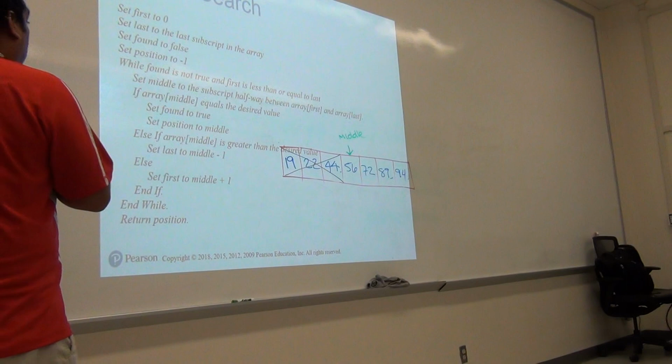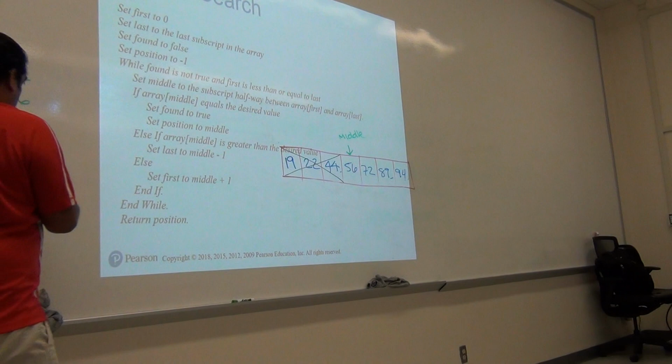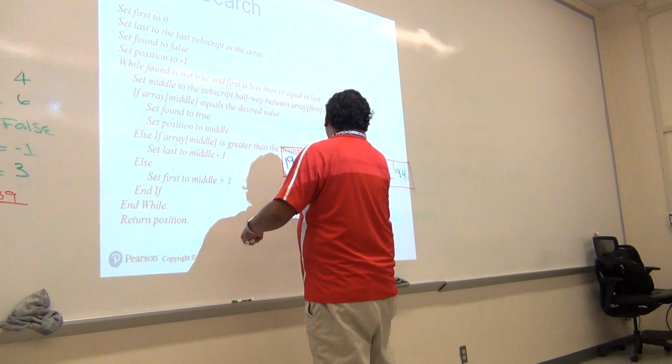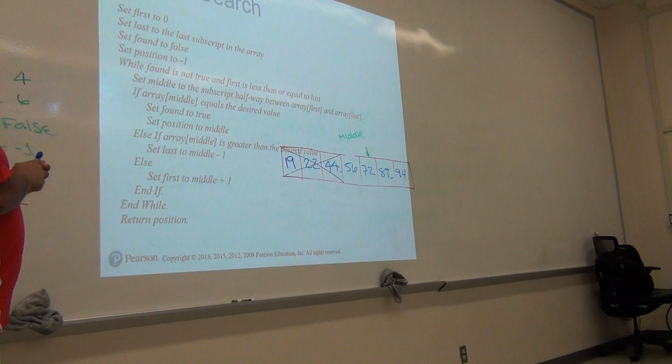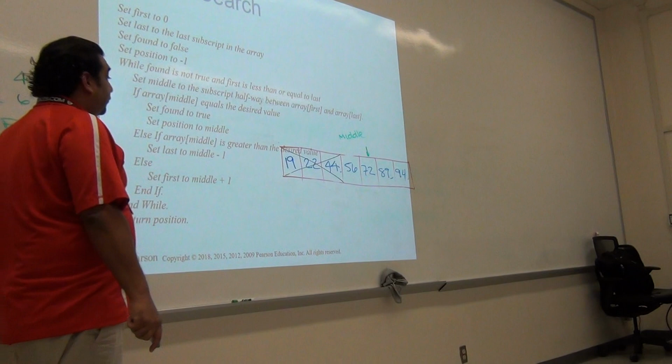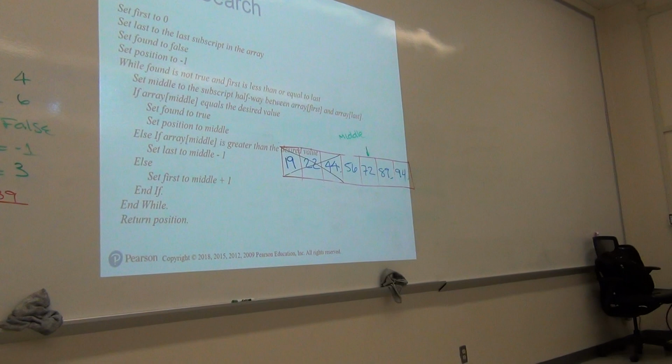Cool. So we found our new middle. So we're moving our middle. Middle is now here, right? Middle is four: zero, one, two, three, four. There's our new middle. Does the value at that element equal our desired value? No. Everybody good? They're not equivalent, right?